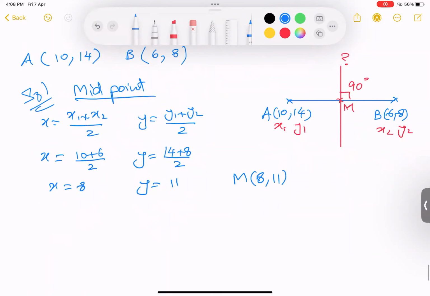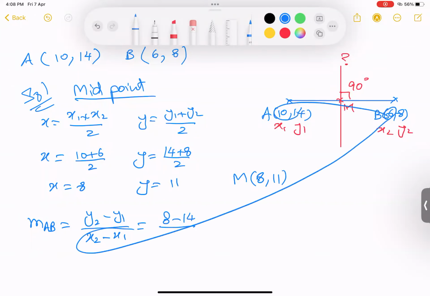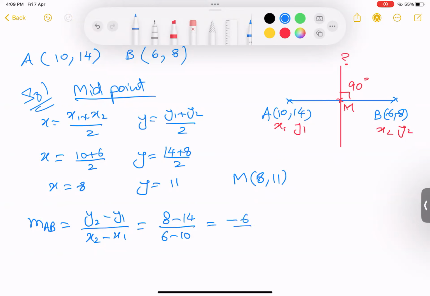And now I'm looking for the gradient of the AB line first of all. The formula, you know it very well: Y2 minus Y1 over X2 minus X1. Y2 minus Y1 is very clear, this 8 and this 14, 8 minus 14. And X2 minus X1, so 6 minus 10. I'm getting -6 here, I'm getting -4 here. So 3/2.